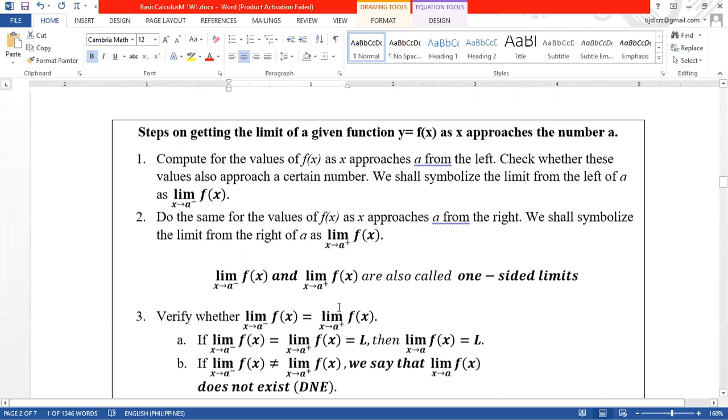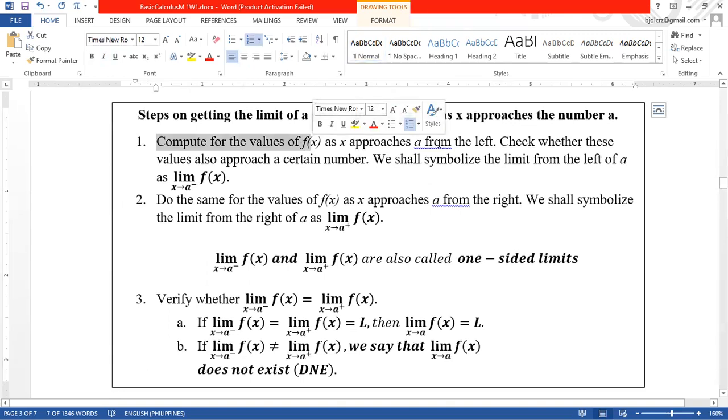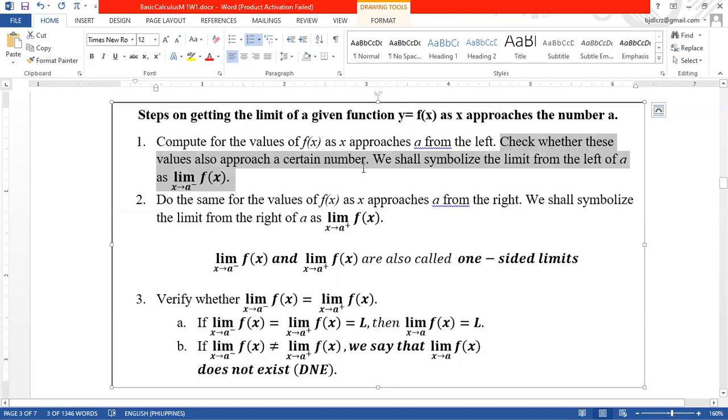So here, next. Steps on getting the limit of a given function y is equal to f of x as x approaches the number a. So first step is you're going to compute the values of f of x as x approaches to a from the left. From the left, ha. Next is check whether these values approach a certain number.